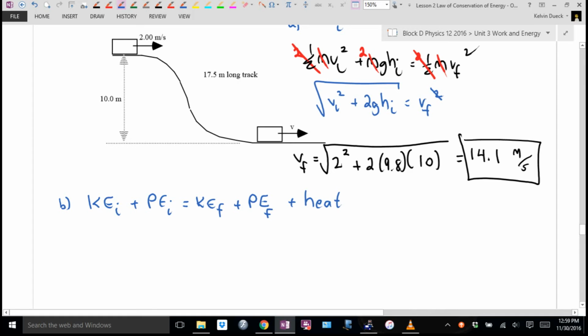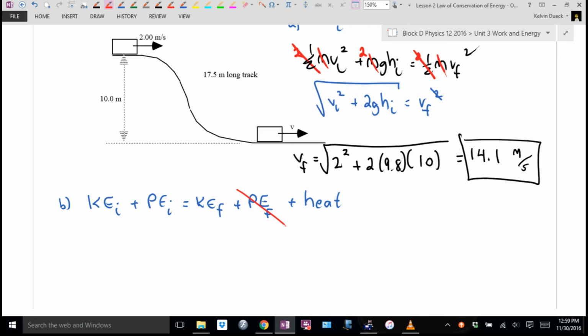Derek, are any of these 0? Still the same. Final. I want to get the heat by itself. How do I get the heat by itself? Yeah. Subtract. Final kinetic energy. Nicole, I've said this before, I'll say it again.